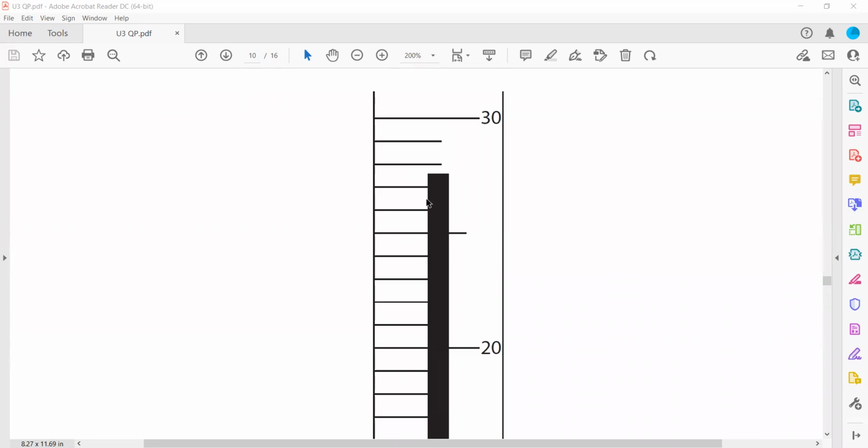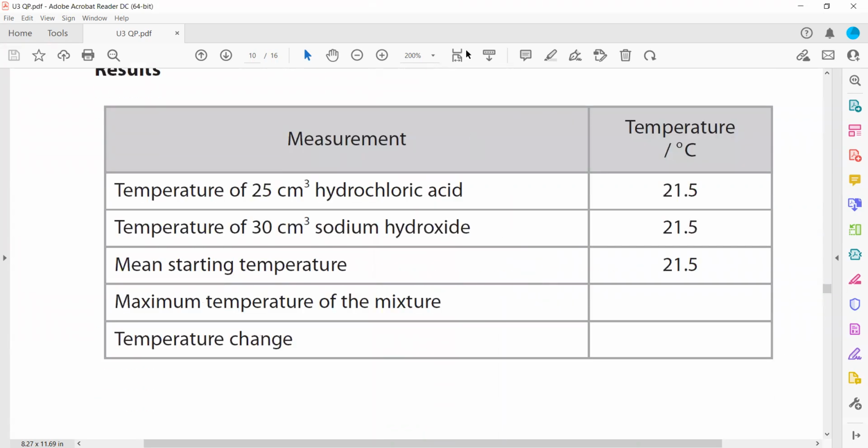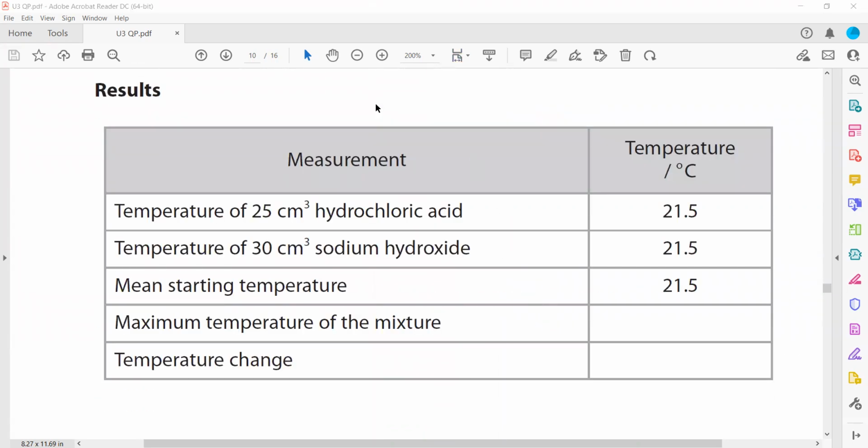So this is 25, 26, 27, 28. So it is between 27 and 28. So it will be 27.5. So here the maximum temperature, we'll write 27.5. The temperature change means the difference in the temperature. So maximum from the starting, when we take the difference, it will come out as 6 degrees. So 6 degrees is the change in temperature.